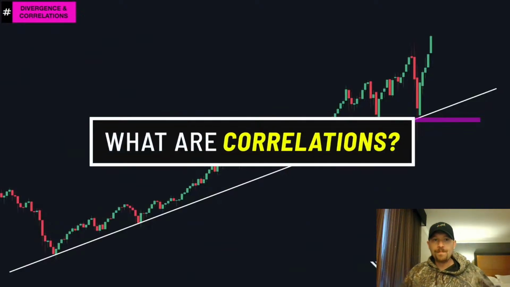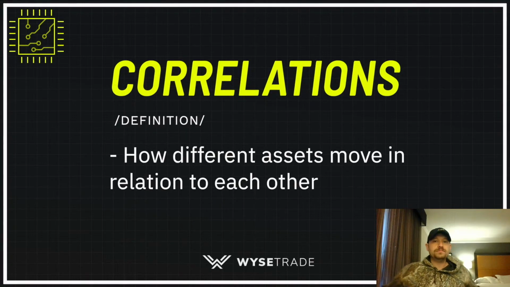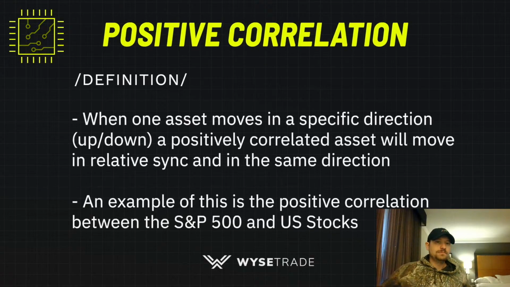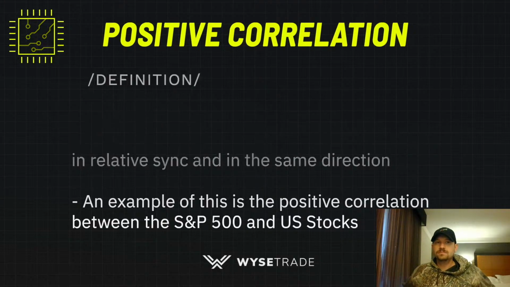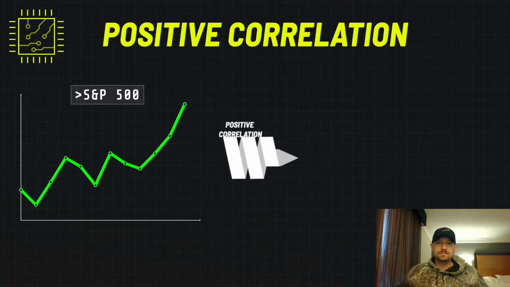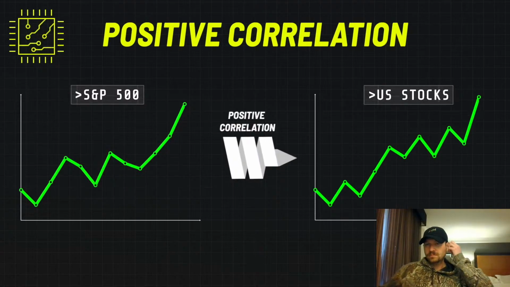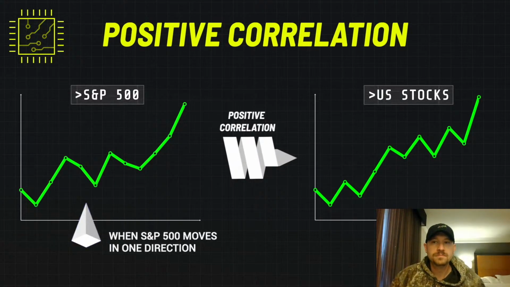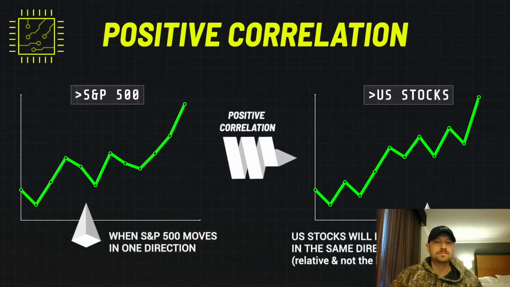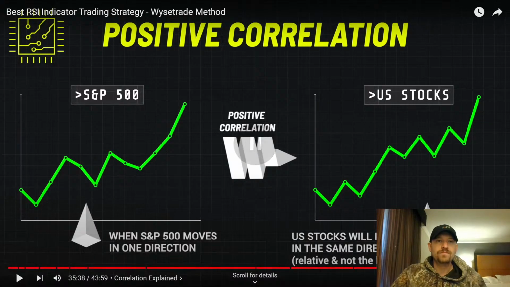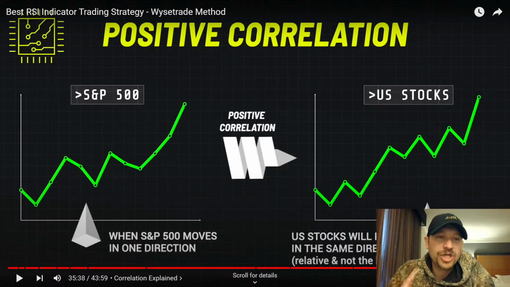Now first, what are correlations in trading? In simplified terms, correlations means how different assets move in relation to each other. So knowing that, a positive correlation means when one asset moves in a specific direction, a positively correlated asset will move in relative sync and in the same direction. An example of this is the S&P 500 and its positive correlation to US stocks. When the S&P 500 shows strength and moves up, oftentimes US stocks will move in sync and in the same direction.